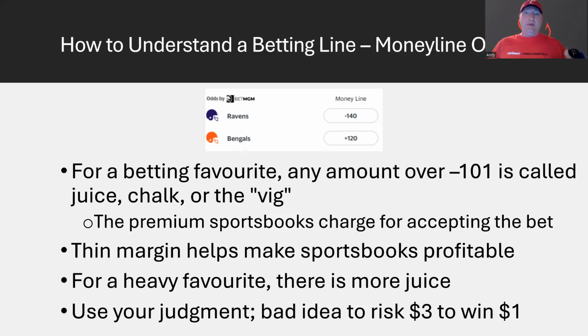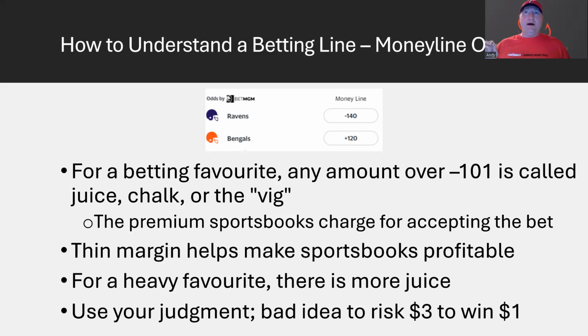Just like my example of Cincinnati and Towson on the opening weekend of college football. It was an almost overwhelming certainty that Cincinnati was going to beat Towson, and any money on the Bearcats had to come with a premium. It had to come with a lot of juice, a lot of vig on it to protect the interests of the sports book. I mean, they're running a business too.